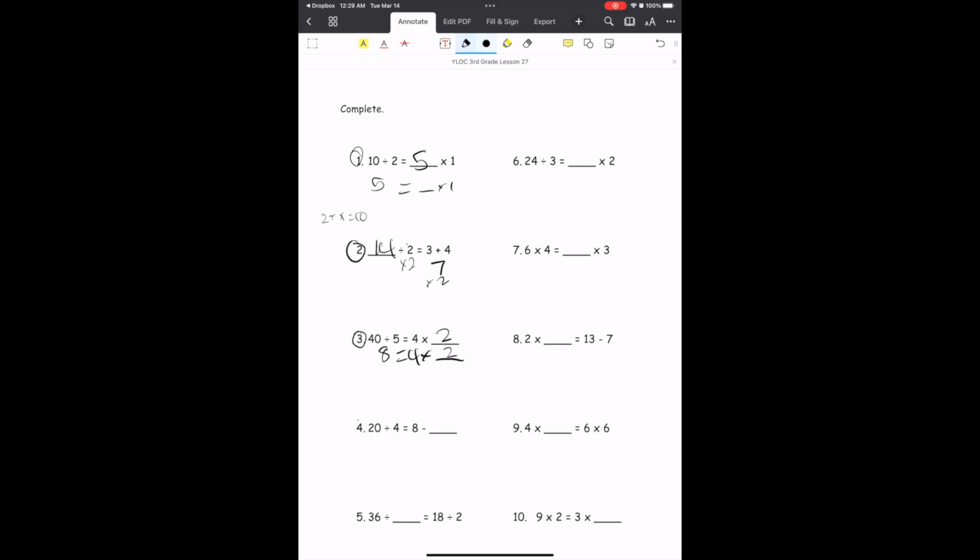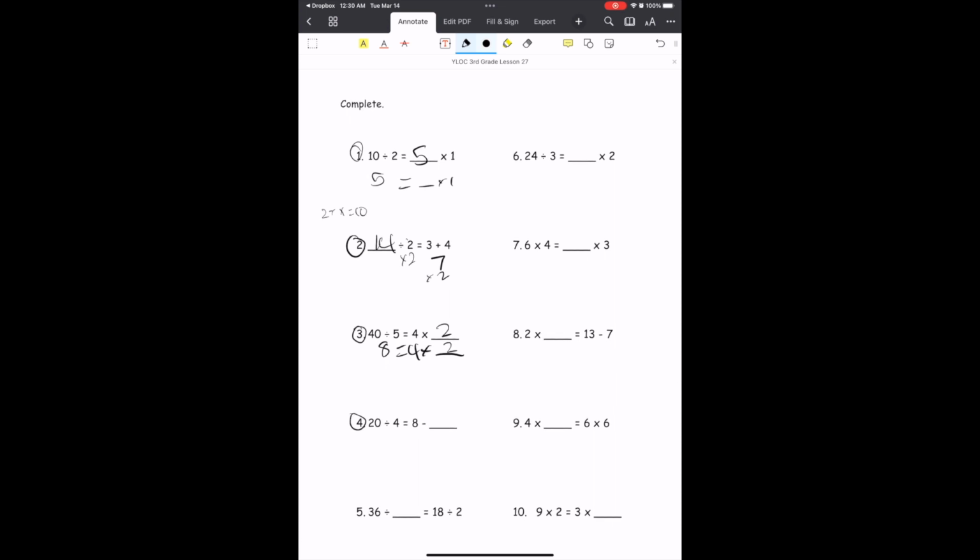Number 4, 20 divided by 4 is equal to 8 minus what? Well, 20 divided by 4 we know is 5. If you need help, we can always do 4 times, let's say b, is equal to 20, and then 4 times 5 is equal to 20. Alright, and then 5 is equal to 8 minus blank. Well, 8 minus 3 is equal to 5. So the answer would be 3.